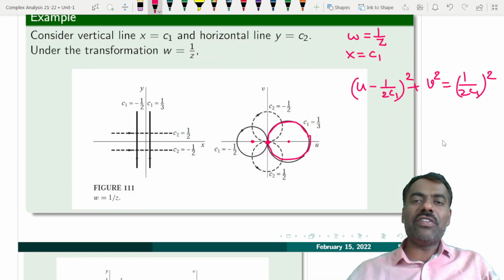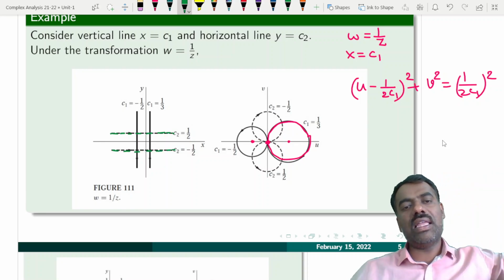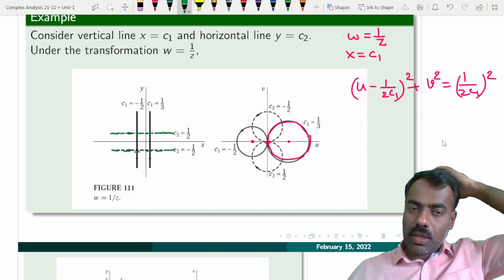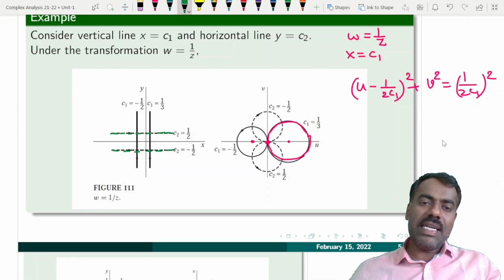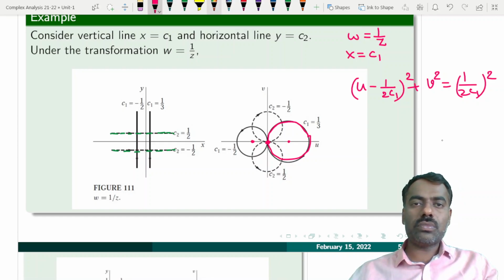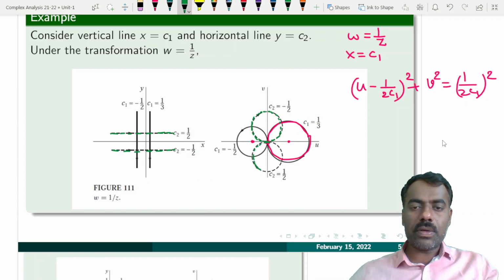Similarly, if we take a horizontal line y is equal to c2, that means if we consider these lines, one is above the x-axis and the other one is below the x-axis, right? Then also we can check that this time again it is a line not passing through the origin, so whatever we get is a circle passing through the origin. So what we are getting here is this one for c2 negative, and for c2 equal to half, you will get this one.